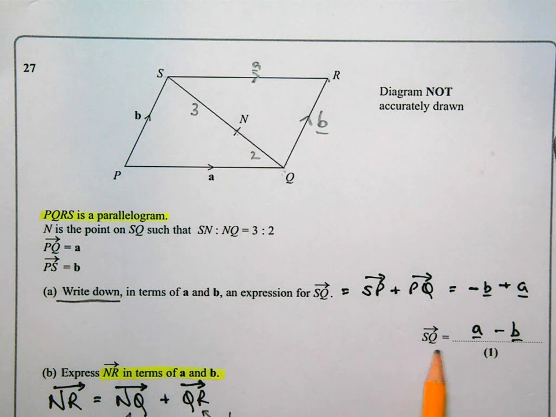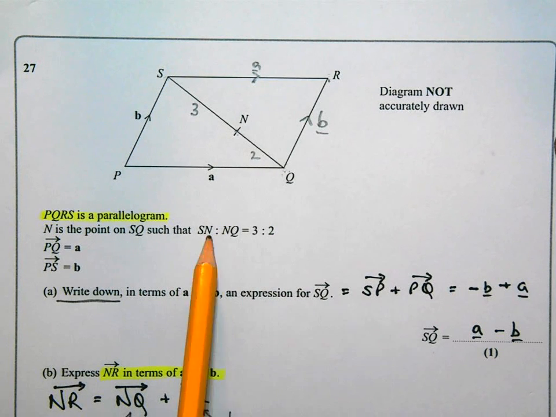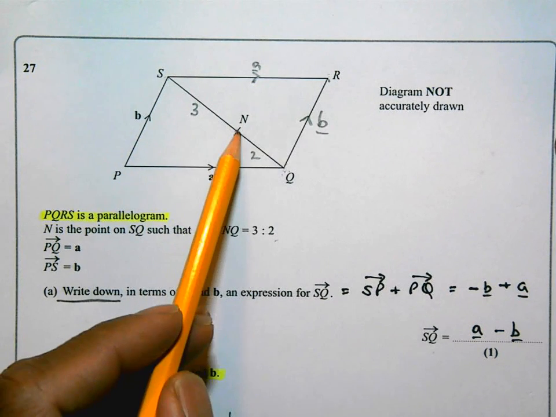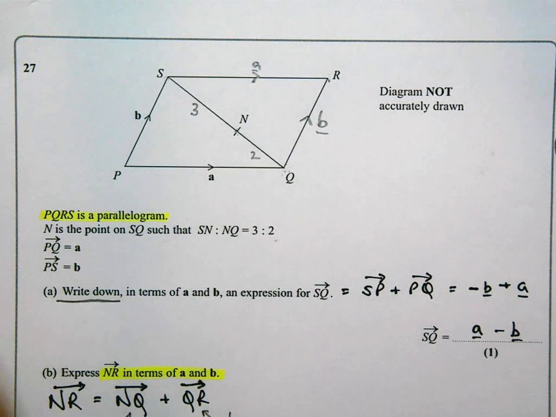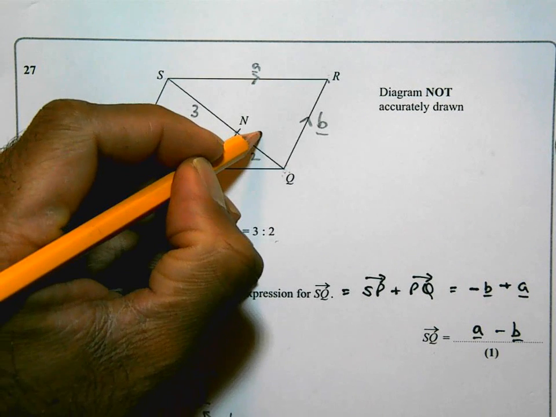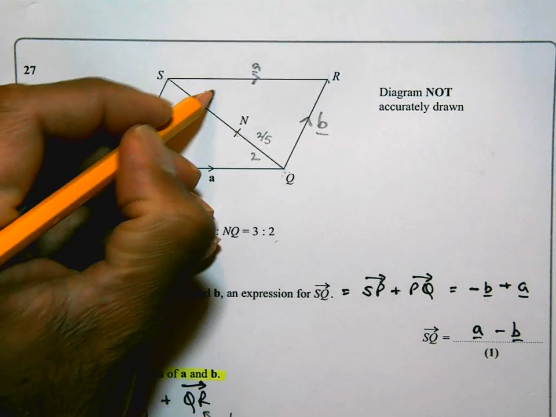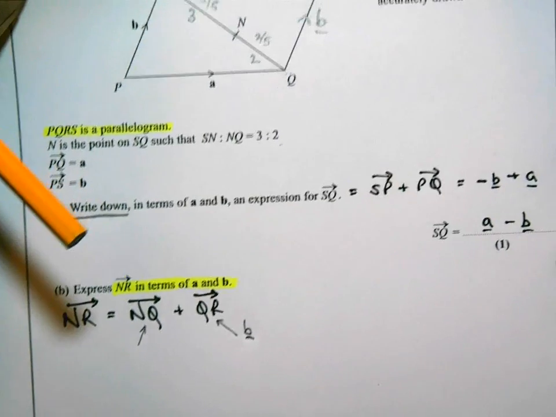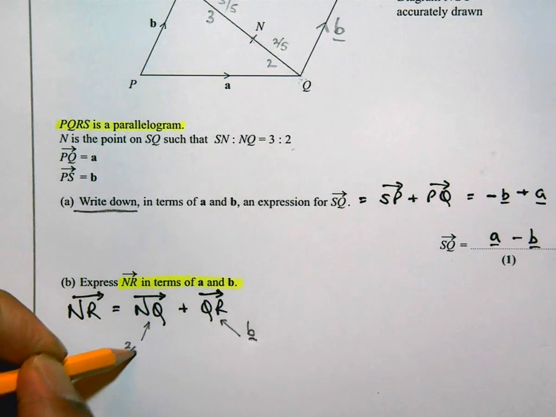I know S to Q, and they've told me that SN to NQ is in the ratio 3 to 2. So what fraction of S to Q is N to Q? If I think about how many parts this whole thing is, it's 5 parts, 3 plus 2. So this section here is going to be 2/5 of the whole line, and this section here is going to be 3/5 of the whole line. So going back to what I was going to write down here, NQ is going to be 2/5 of SQ.